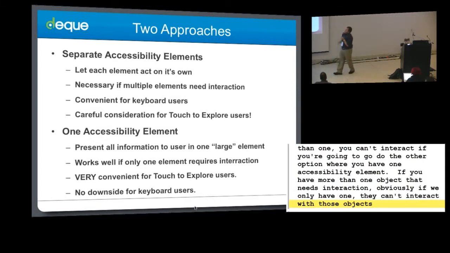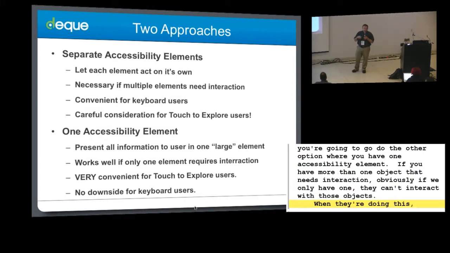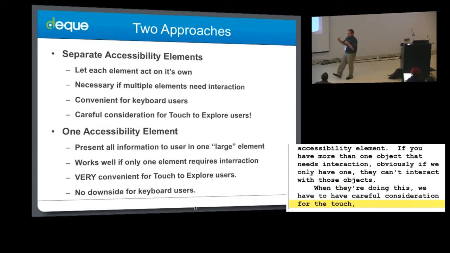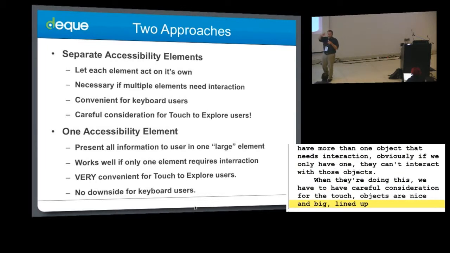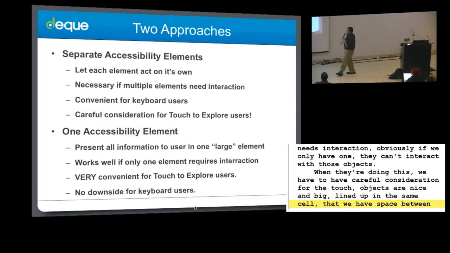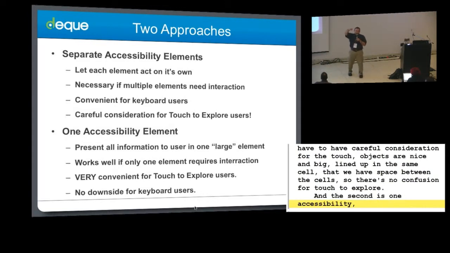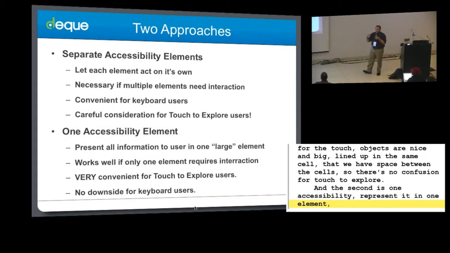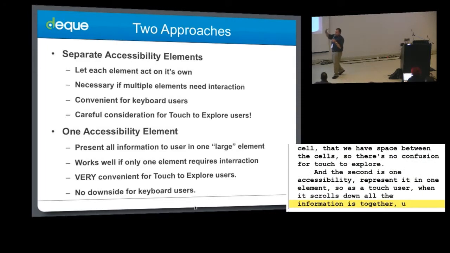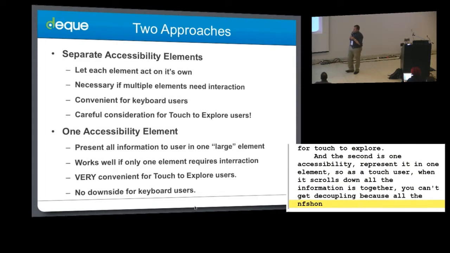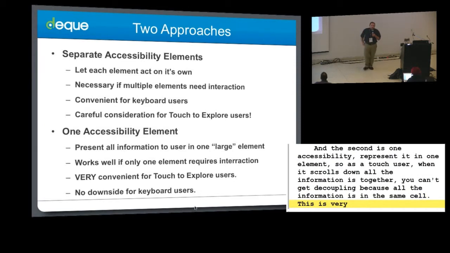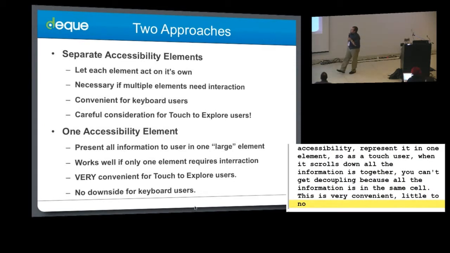When we're doing this, we have to have careful consideration for touch to explore users. We want to make sure that our objects are nice and big, that they're lined up in the same cell, and that we have space between the cells so that there's no confusion for touch to explore users. And then the second option is one accessibility element. Represent all the information in one element so that as a touch to explore user scrolls down, all of that information is grouped together. You can't possibly get information decoupling because all of that information is in the same cell. This is very convenient for touch to explore users, with little to no downside for keyboard users. And it works very well if only one object requires interaction.